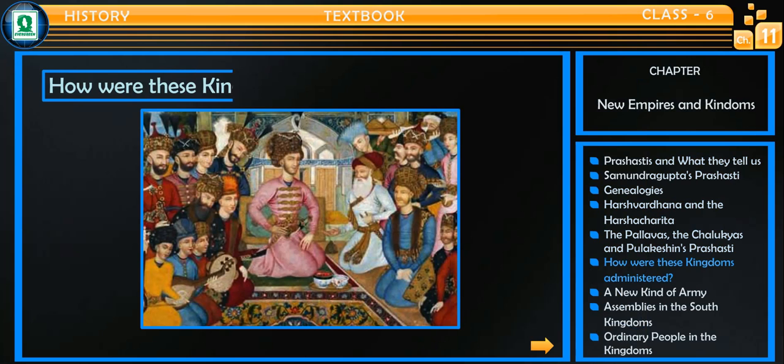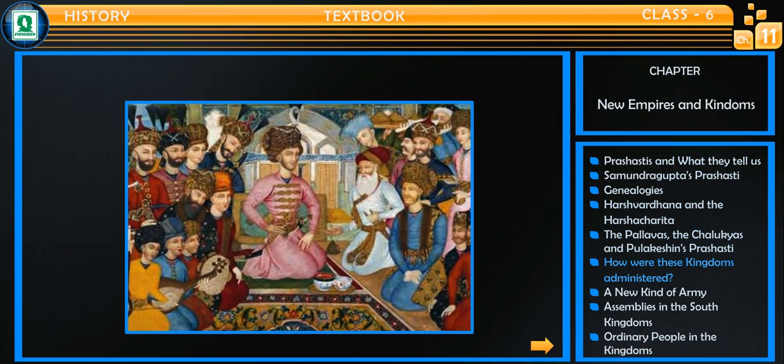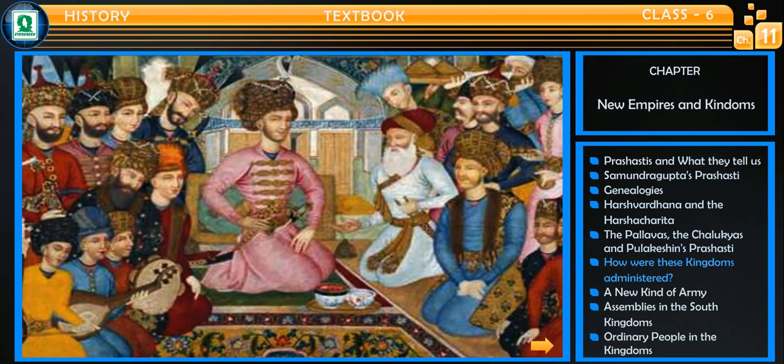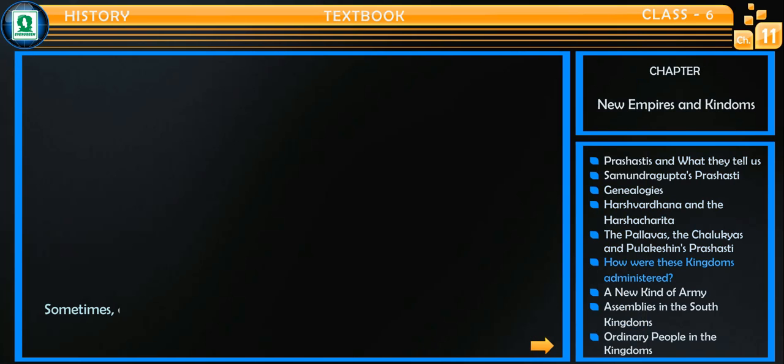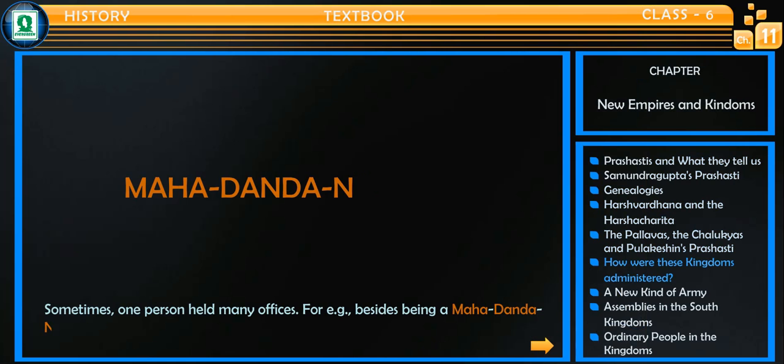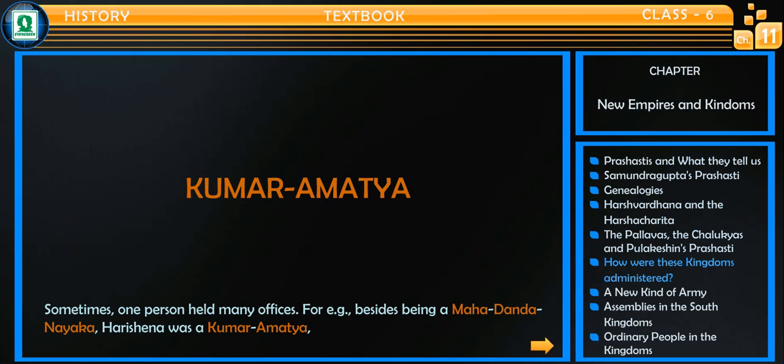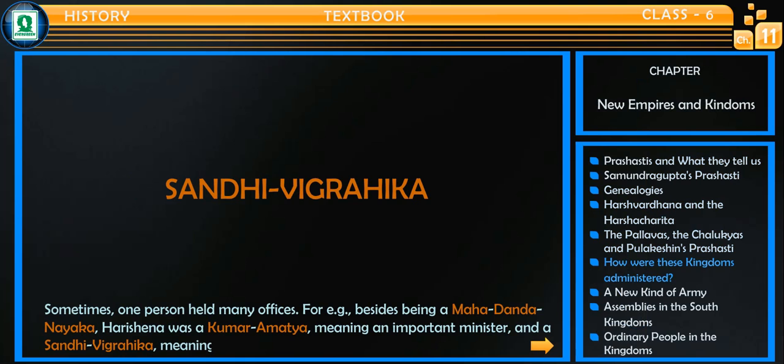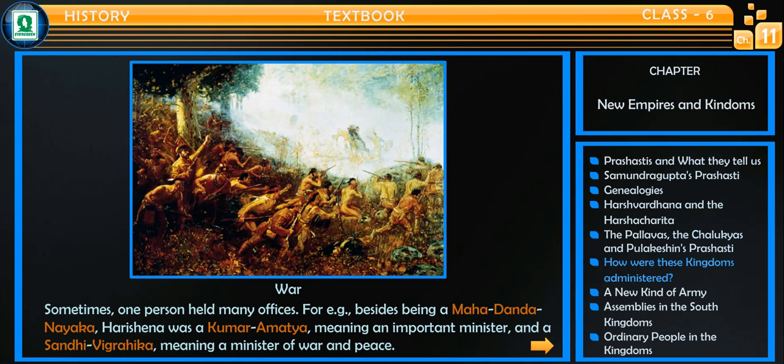How were these kingdoms administered? As in the case of earlier kings, the king was assisted by the council of ministers and high officials. Sometimes one person held many offices. For example, besides being a Mahadandanayaka, Harisena was a Kumar Amatya, meaning an important minister, and a Sandhi Vigrahika, meaning a minister of war and peace.